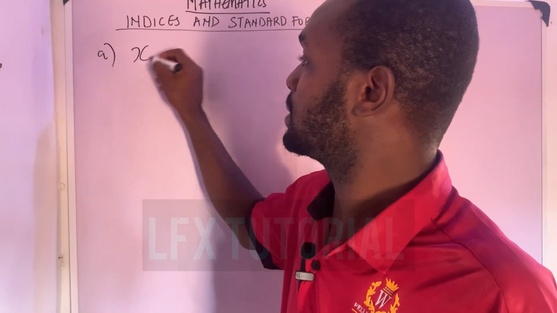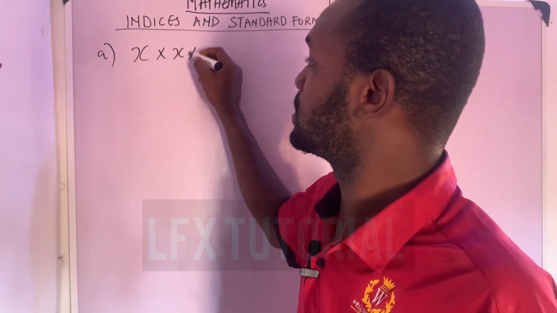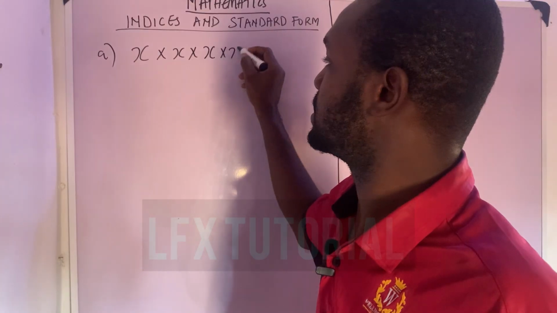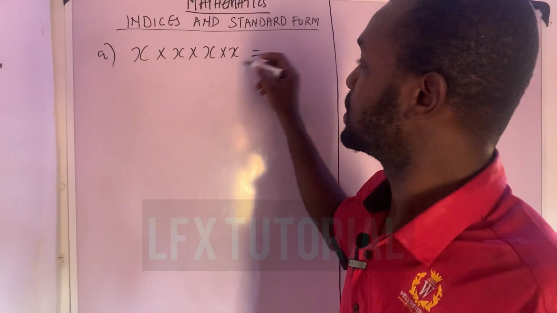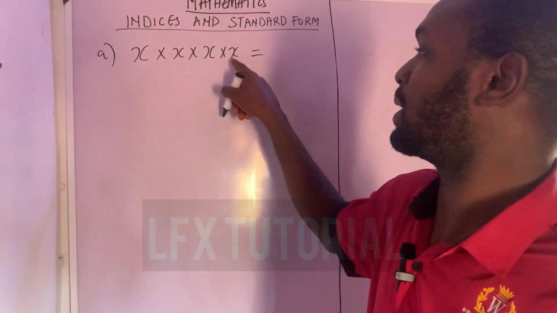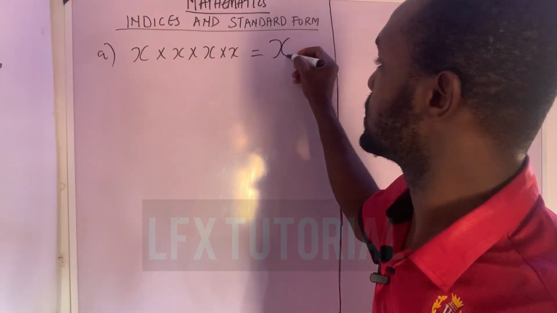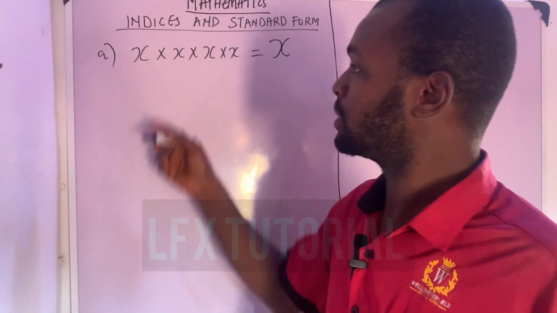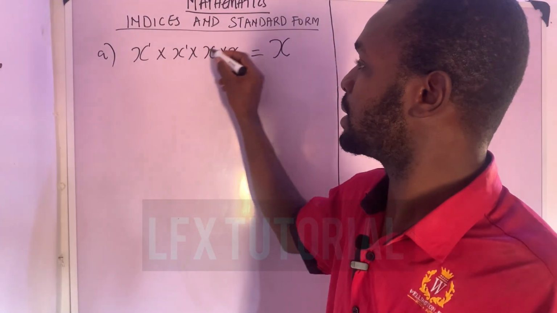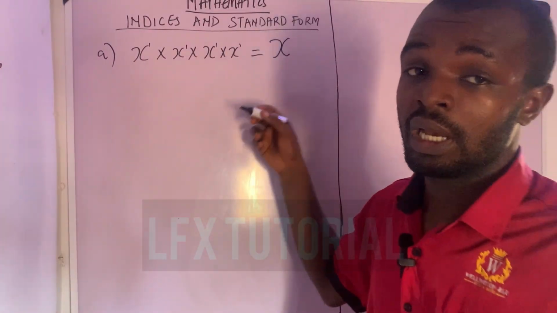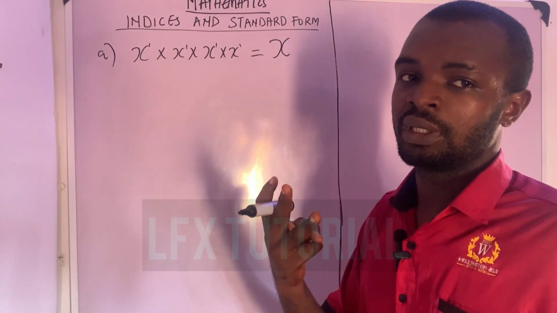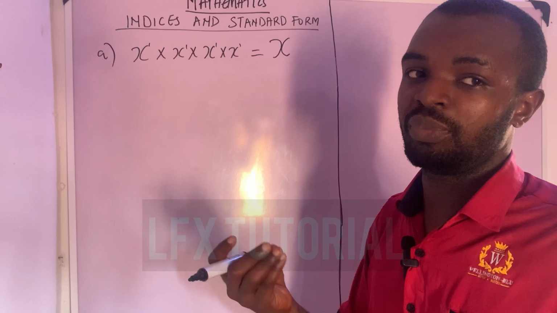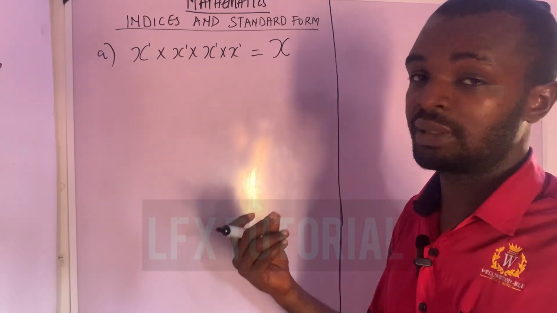An example can be x times x times x times x. Since there is x here, x here, x here, and x here, you pick one x and you count. There's one x here, one x here, one x here, one x here. I'll be teaching you two ways to solve this. Any way you wish that is simpler, you can choose. You still arrive at the same answer.